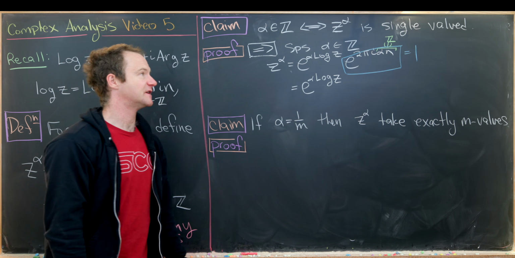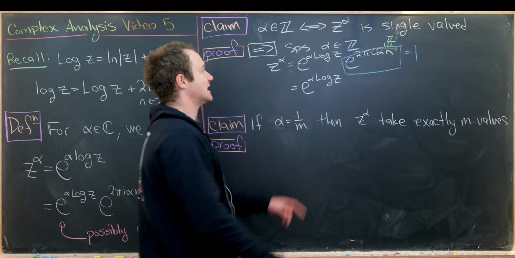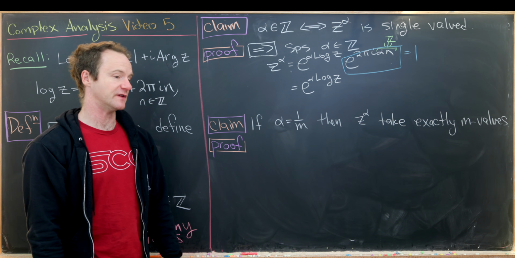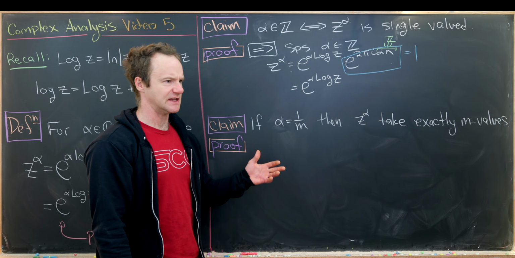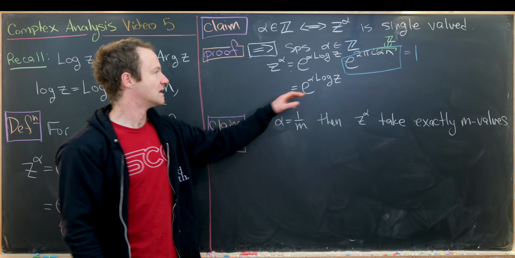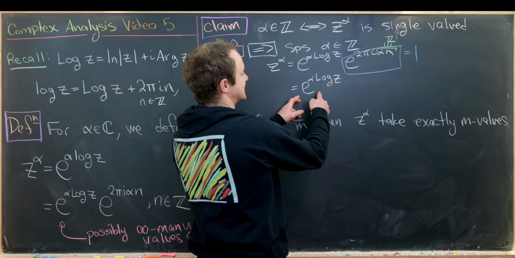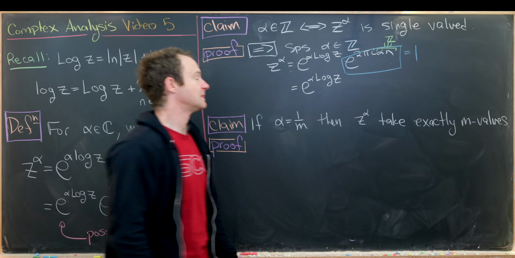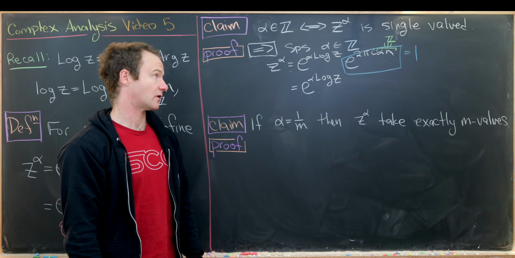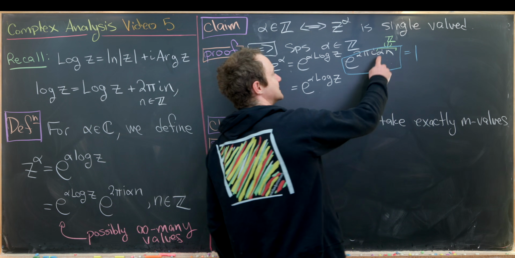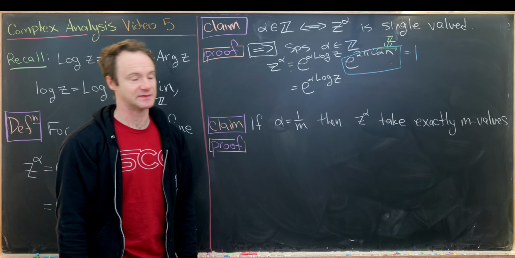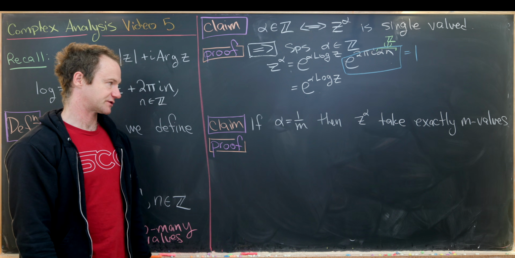So if z to the alpha is single valued, then everything of this form is equal regardless of the value of n. So that means it's equal to the case when n is equal to 0, which is the same thing as this down here. But now if this is equal to this for all n, then that means that this factor, which I've boxed in blue, is equal to 1 for all n. But that means that alpha times n must be an integer. Since n is an integer, that means that alpha must be an integer. So that ends the reverse direction.